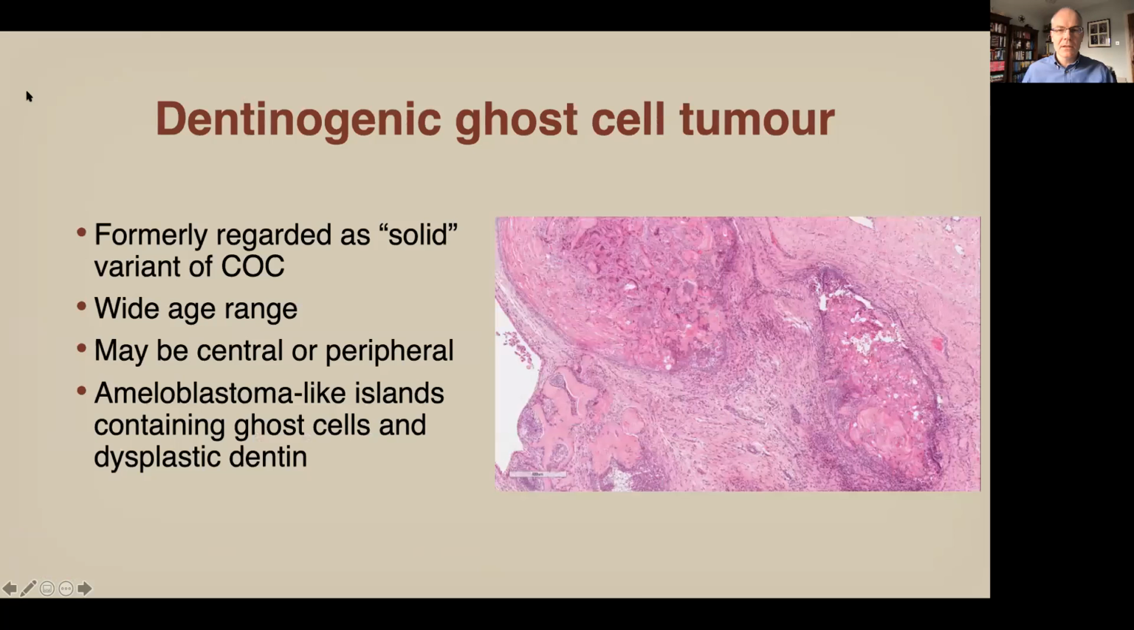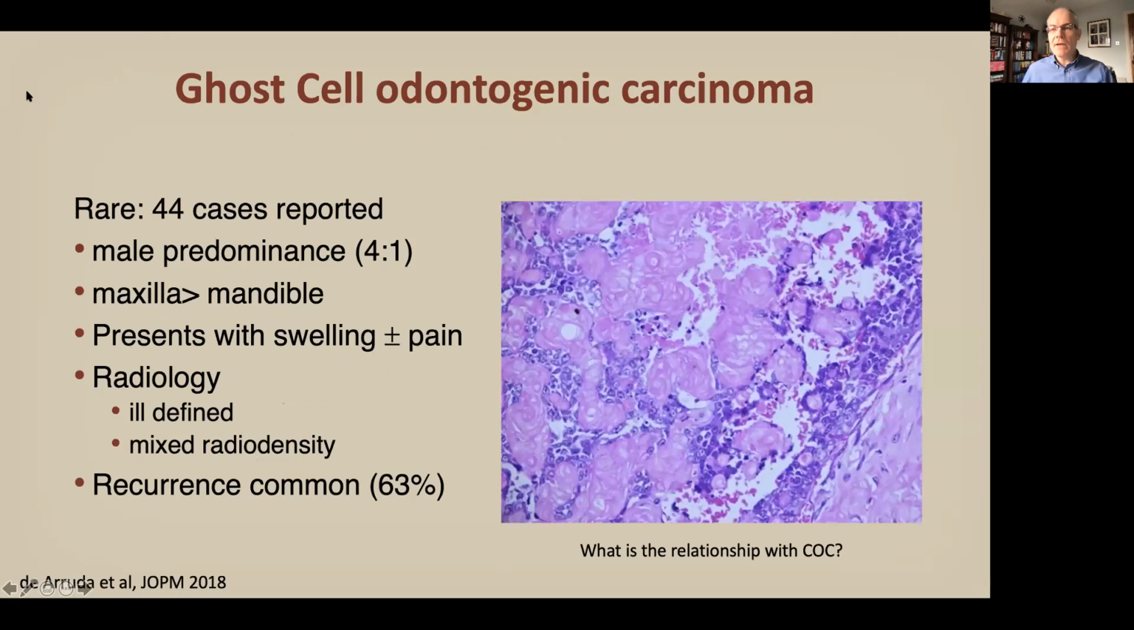And then the dentinogenic ghost cell tumour, which is formally regarded as the solid variant of the calcifying odontogenic cyst, which we see from time to time, and may be central or peripheral, and in many cases we see them presenting peripherally in the jaws. And then the very rare ghost cell odontogenic carcinoma, with a very small number of cases reported in the literature. These tend to present with ghost cells within the histology, but with other characteristic appearances of malignancy. There's also the question raised, is this a progression from a calcifying odontogenic cyst? And that's a question which we really can't answer as yet.